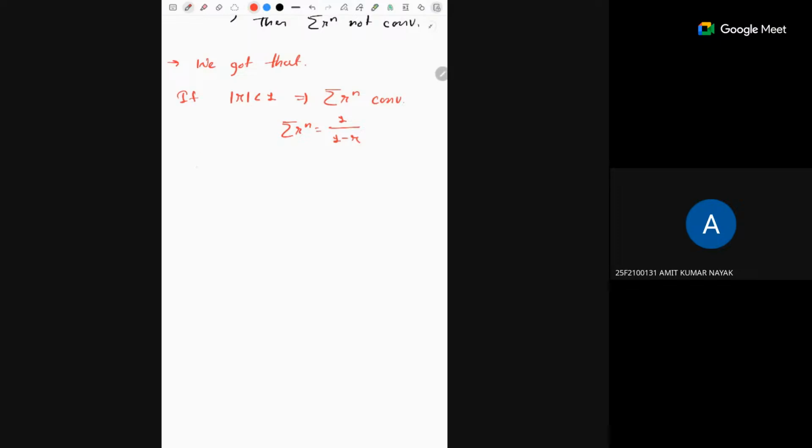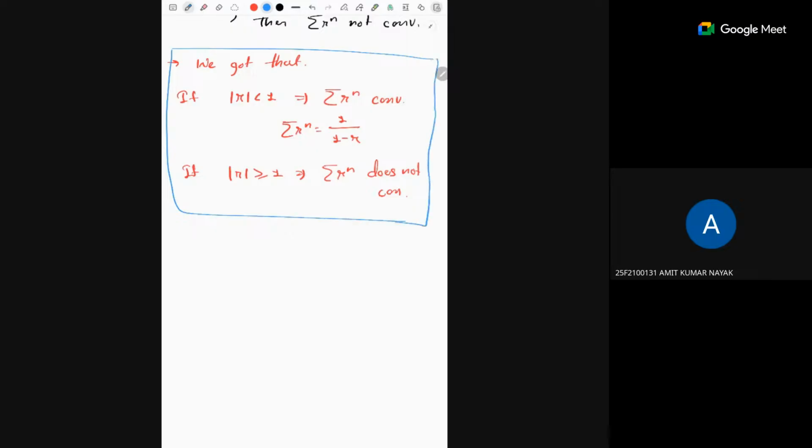Now, the second fact says that if the modulus of r is greater than or equal to 1, then the summation of r^n does not converge. So this is the fact about geometric series. Here I am talking about the simple geometric series. Simple geometric series means I am not involving a factor.